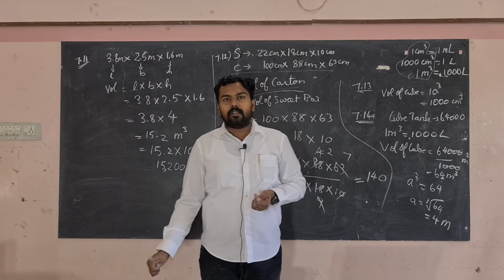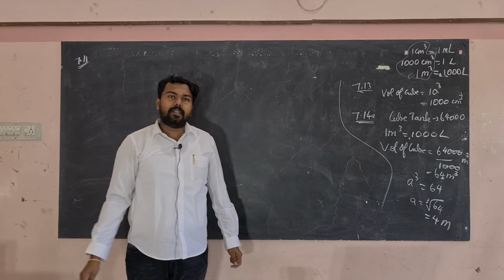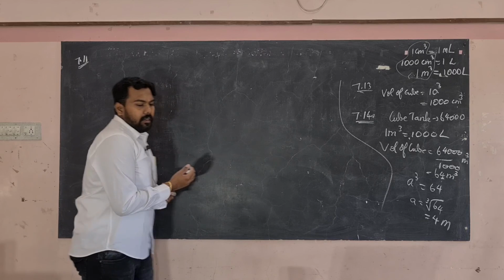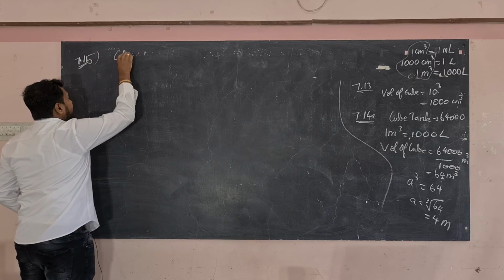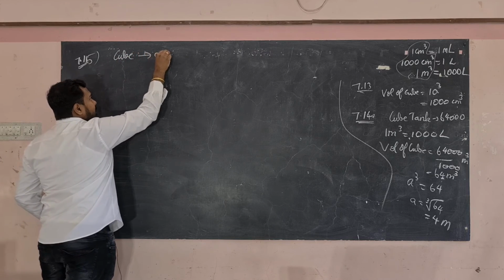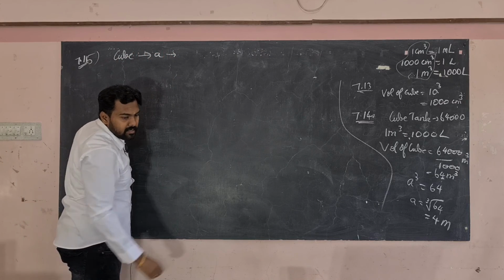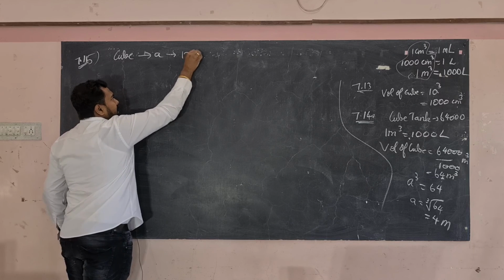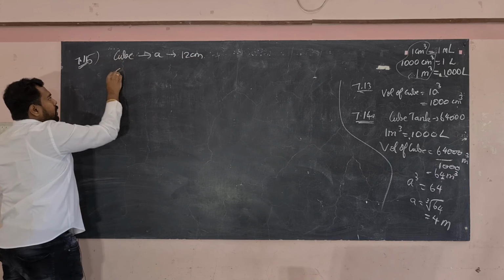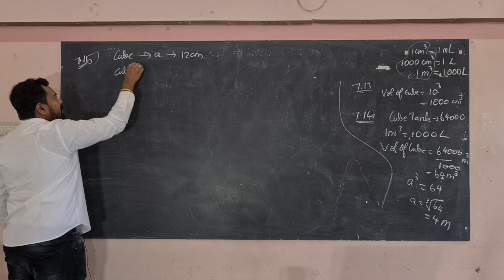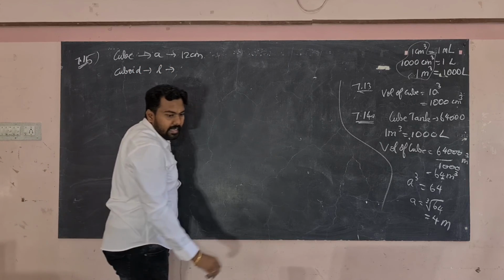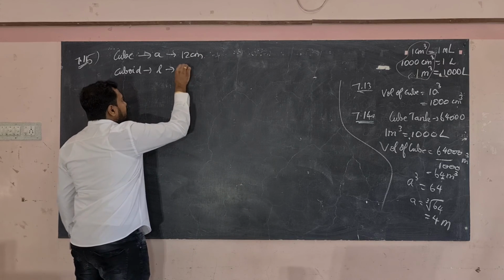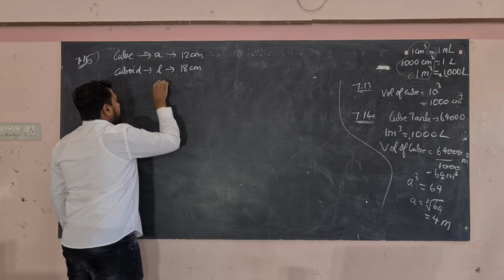Let us go to the solution of 7.15. So what they are given in 7.15? The side of the cube, they are given as 12 centimeter. The dimensions of the cuboid that forms after melting: the length they have given as 18 centimeter, breadth they have given as 16 centimeter.